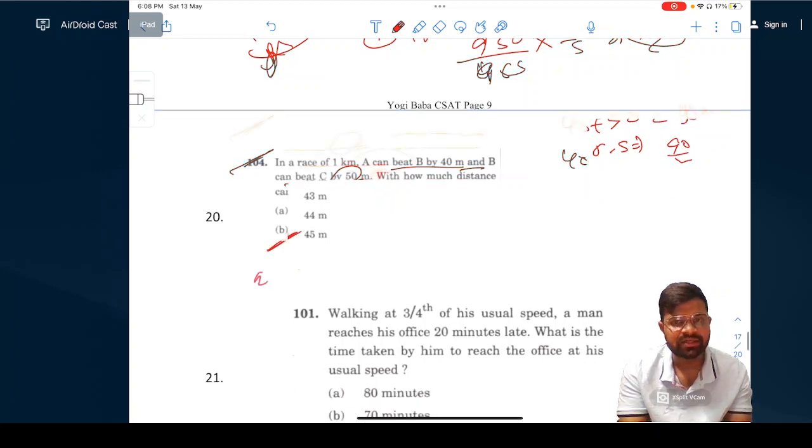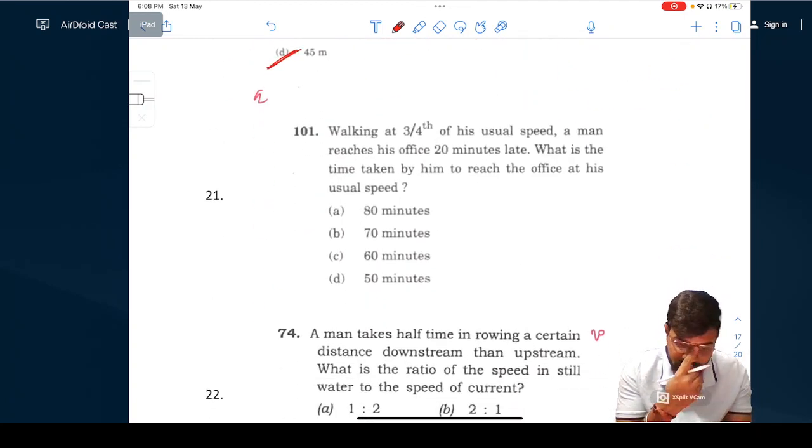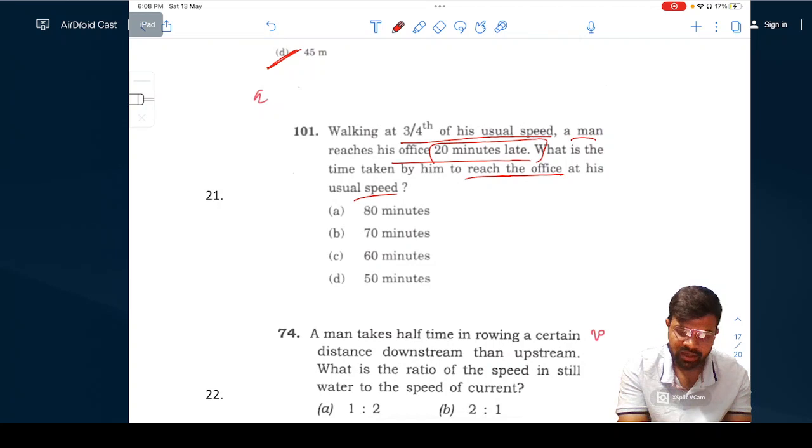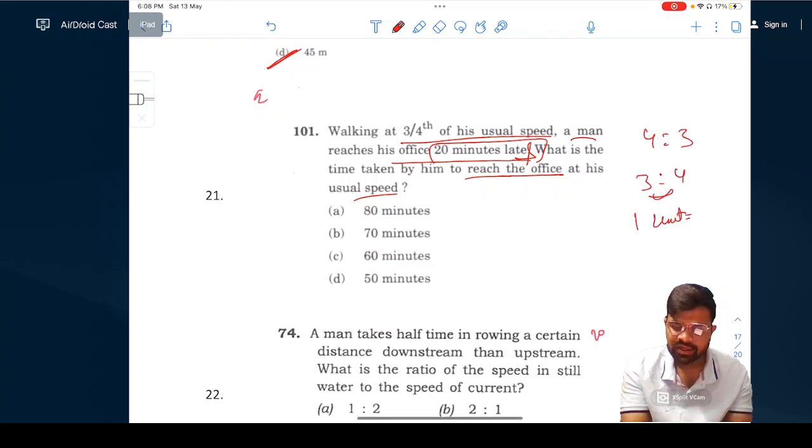Very simple, very conceptual. Walking at 3/4 of his usual speed, a man reaches his office 20 minutes late. What is the time taken to reach the office at usual speed? Again same. The ratio of speed is 4:3, so the ratio of time is 3:4. This one unit is 20 minutes, so these 3 units are 60 minutes.